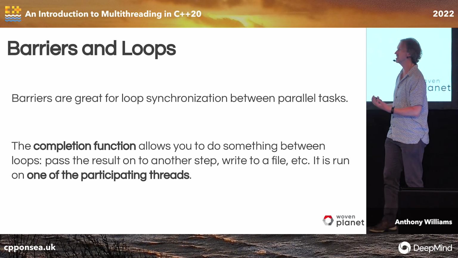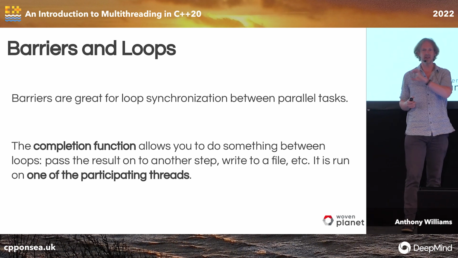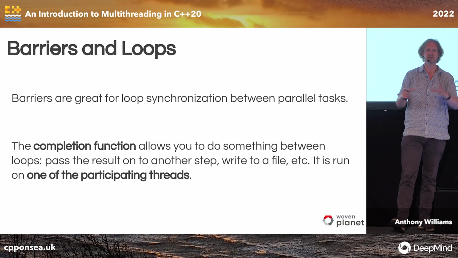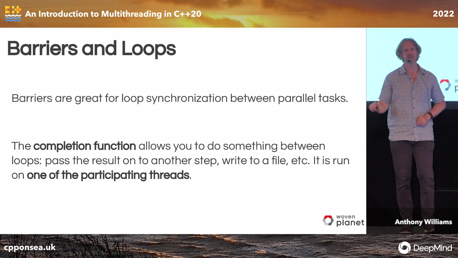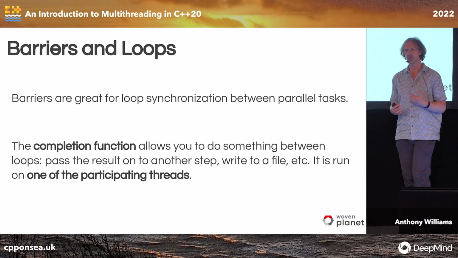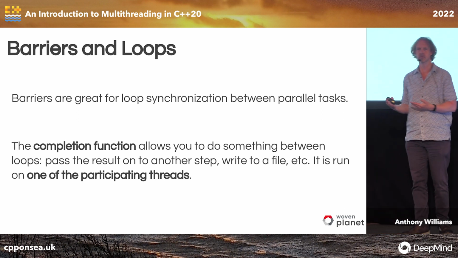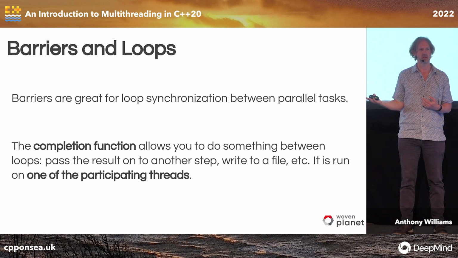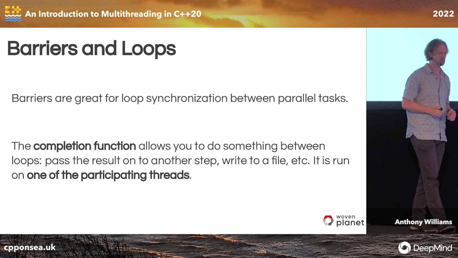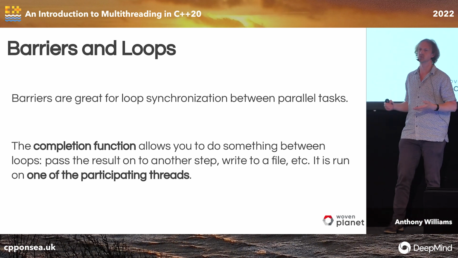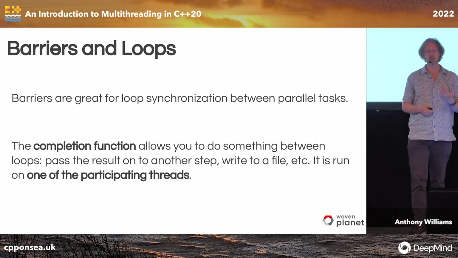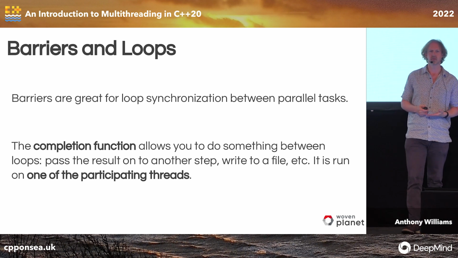So like I said, they're great for loop synchronization. And the completion function allows you to do a little bit of serial processing. Again, if you are doing serial processing, this will hit your overall scalability performance, because that serial fraction really kills your scalability from Amdahl's law. But sometimes, maybe that's okay. Maybe we're just hoping for some gain over this little part of the application. It allows us to pass the result to a file, pass it to another stage in the pipeline, or display things on the screen, or whatever is appropriate. It runs on one of the participating threads, but you don't know which thread that is going to be.